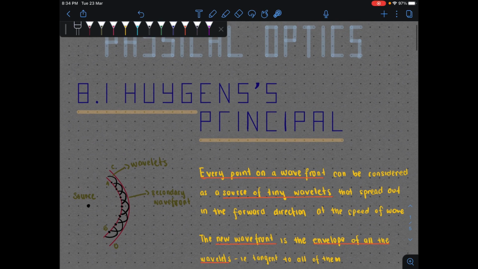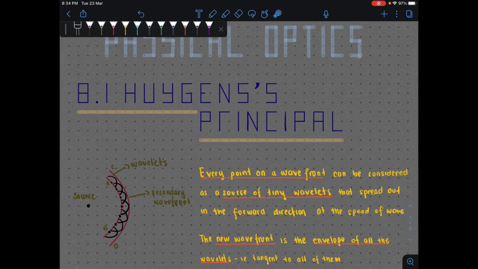So what does that mean? Basically, when you have a source, it will produce a wavefront. We will see ripples, you're going to form a wave here. So what's going to happen is every point on this wavefront will become a new source to produce tiny wavelets. So basically every point here will become a new source and produce many tiny wavelets.